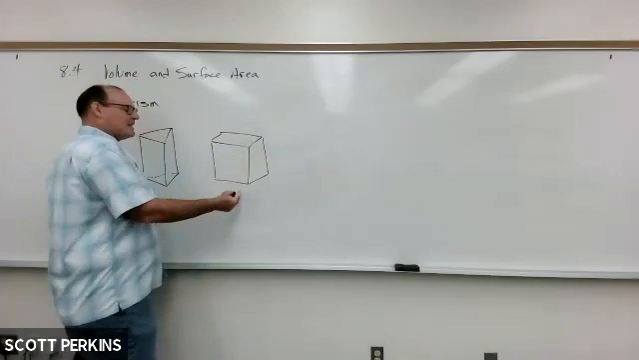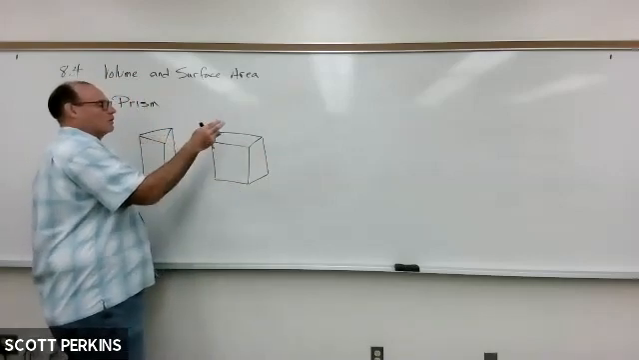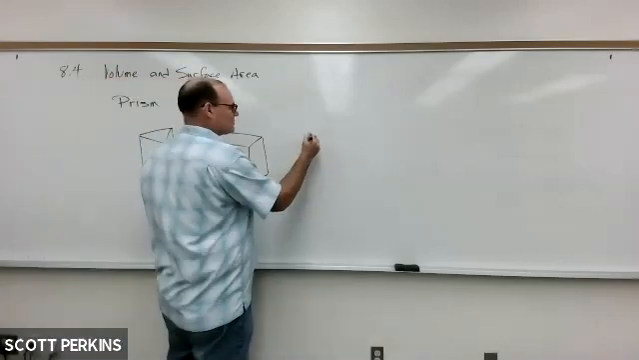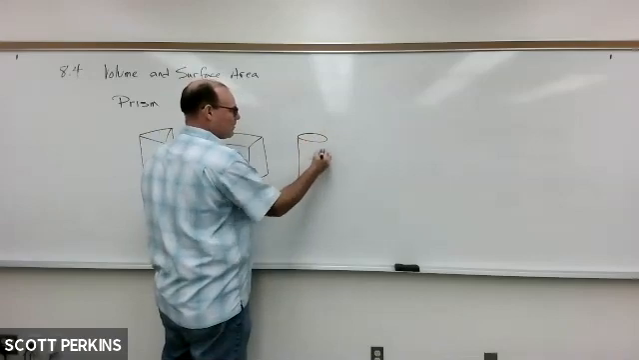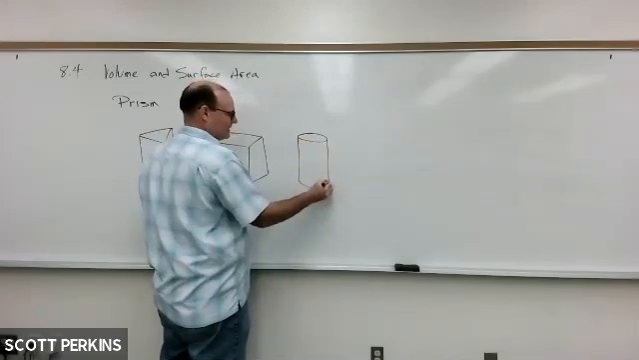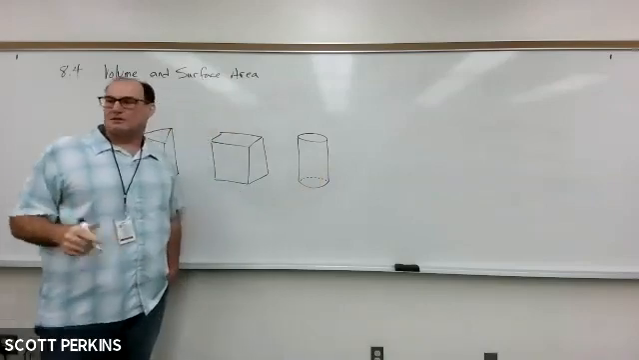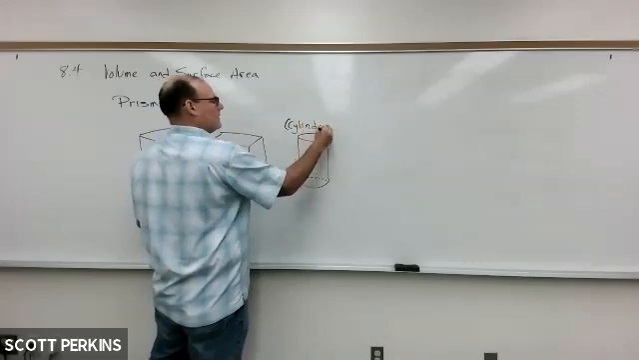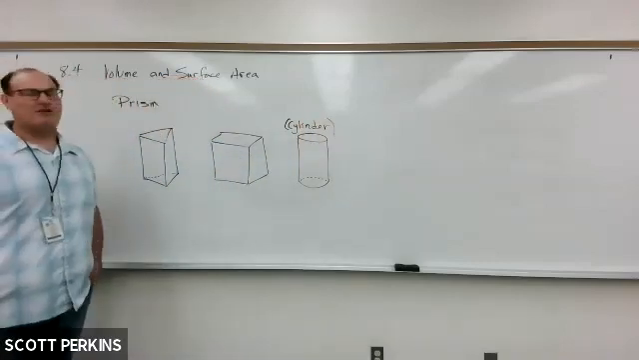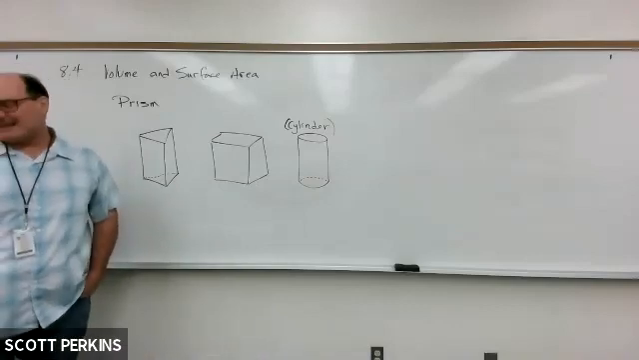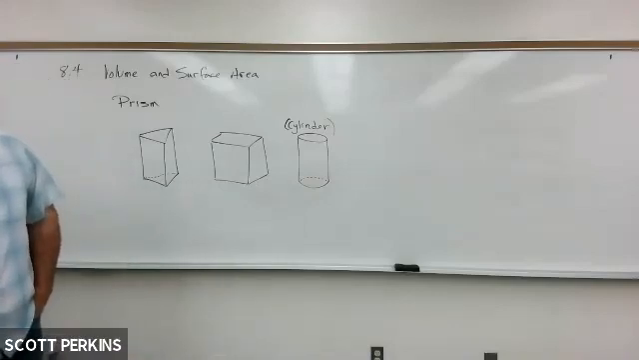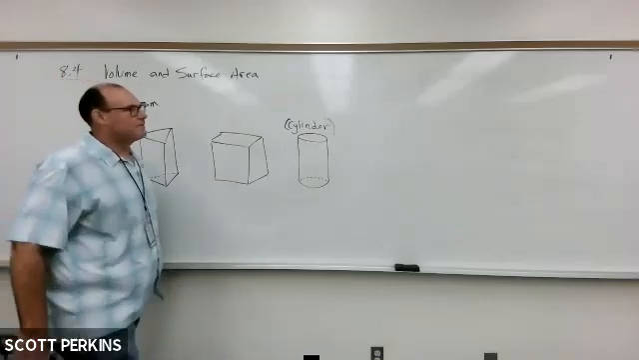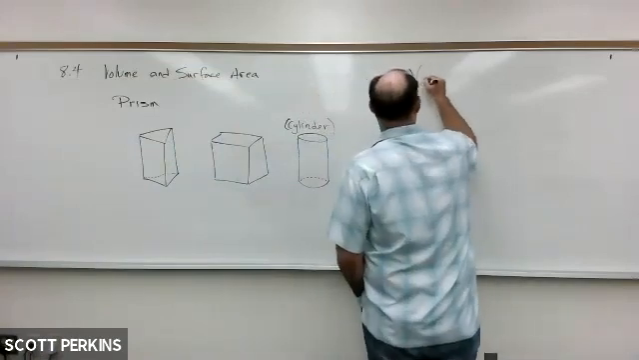If the figure on the top and the bottom, instead of being a triangle or a parallelogram or a trapezoid or a pentagon or whatever else, what if I had a circle on the top and the bottom? Does anyone know what a prism with a circle on the top and bottom is called? Yeah, it's called a cylinder. But I'm lumping it into the category of prism because it follows the exact same setup as all these prisms.